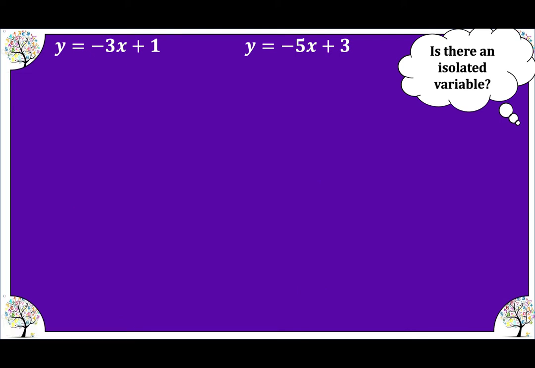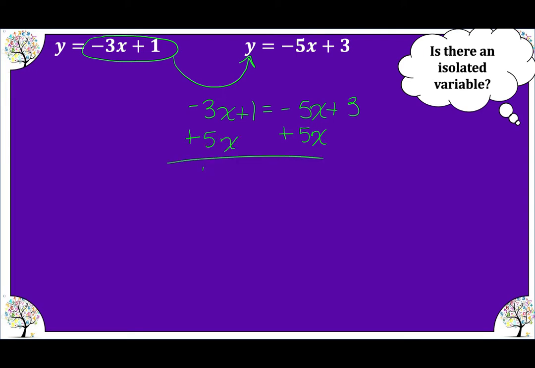Okay, do we have an isolated variable? We do. So we have y equals negative 3x plus 1. I'm going to substitute it into the other equation. Instead of y, I'm going to have negative 3x plus 1 because that's what y equals. I have variables on both sides, so I'm going to address the smaller variable first, which is negative 5x. So we're going to add 5x to both sides. We get 2x plus 1 equals 3.